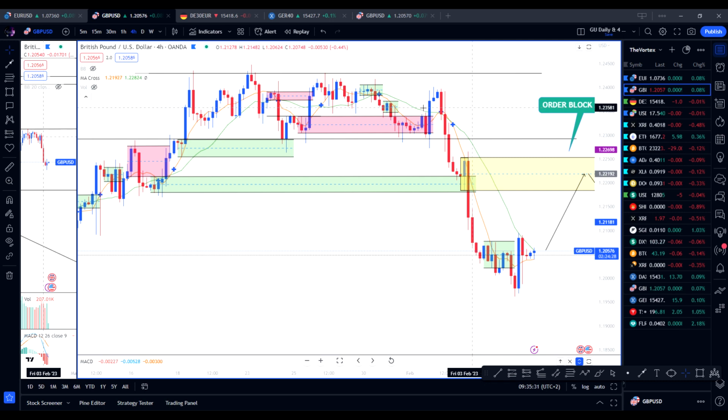All right, so this was clearly ranging, right? We had price bouncing between resistance and support, and then we broke through.